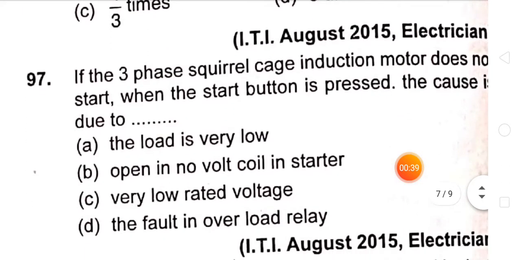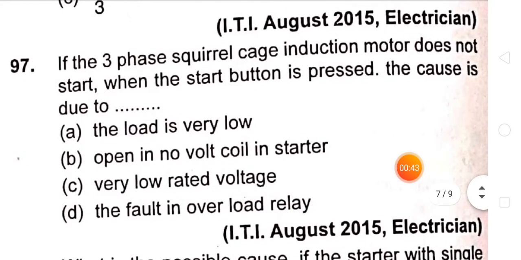If the three-phase squirrel cage induction motor does not start when the start button is pressed, the cause is due to an open no volt coil in the starter.